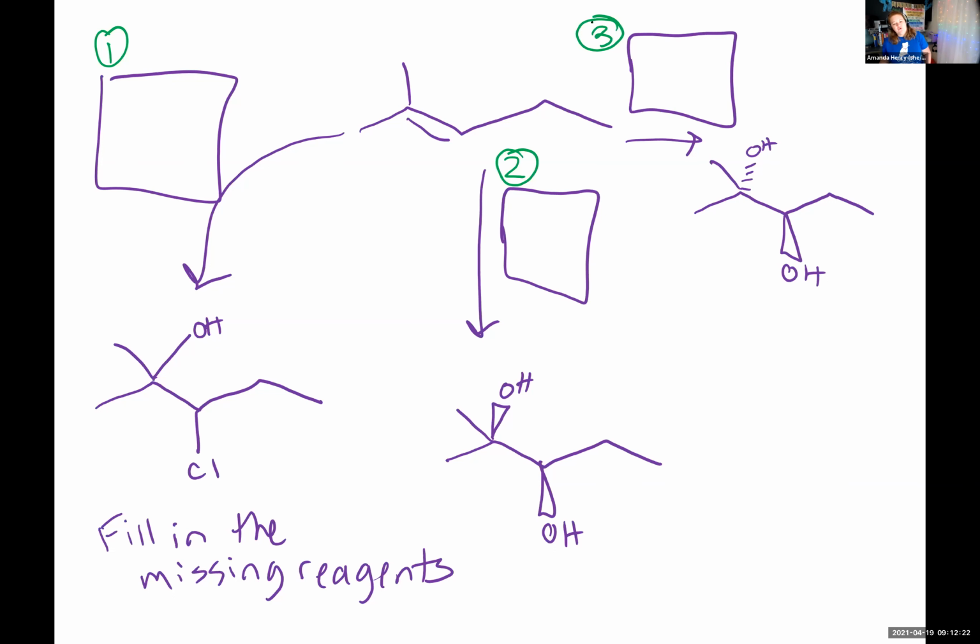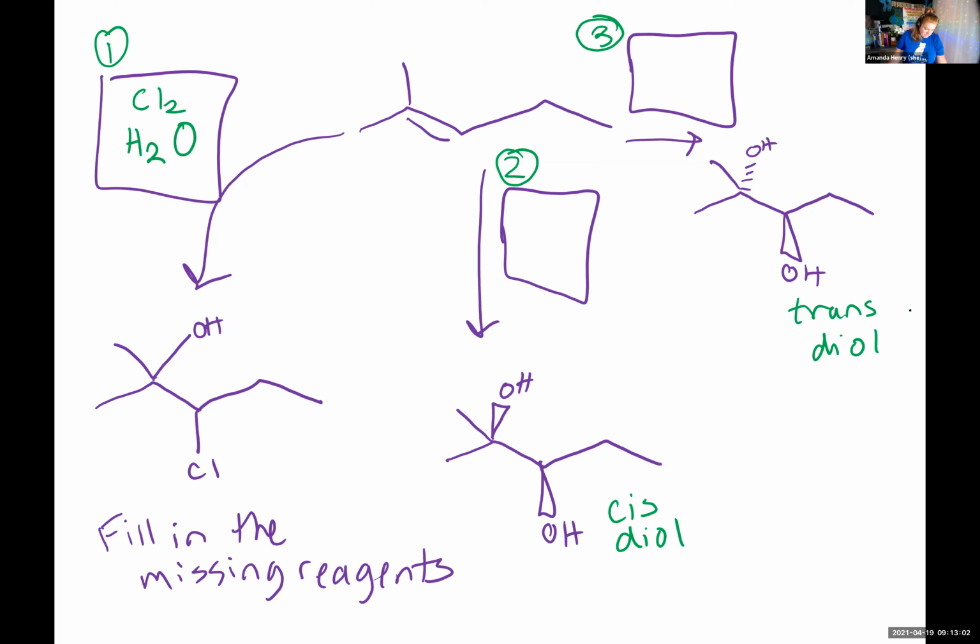So if we want to add a chlorine to one of our carbons and an alcohol to the other, this falls into the first reaction we looked at today. So we would need Cl2 and water to be able to do that. And then the other two reactions, we have a cis diol, and I know it's cis because they're both on wedges. And then I have a trans diol. And again, I know that because one's on a dash and one's on a wedge.